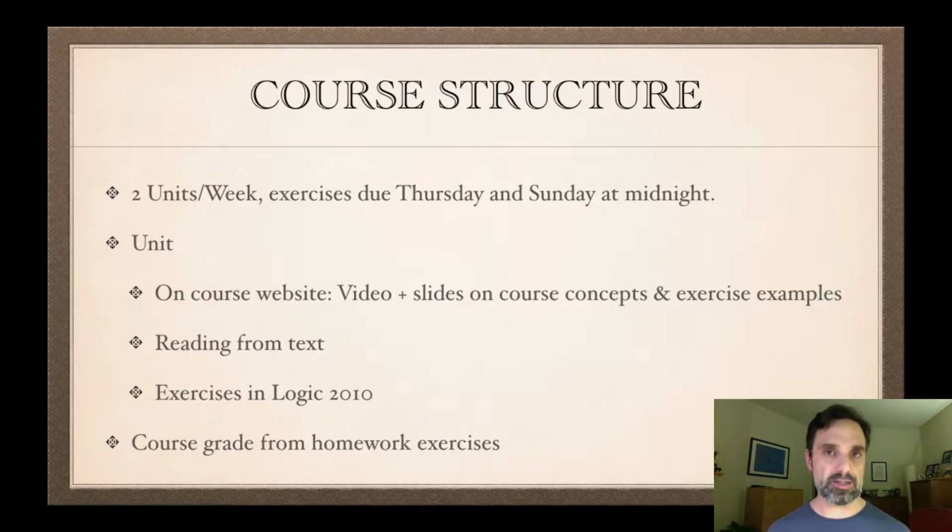So 97 to 100 is an A plus, 93 to 96 is an A, 90 to 92 is an A minus, and so on. I may be somewhat more generous than that scale. I won't be any more demanding than that scale.